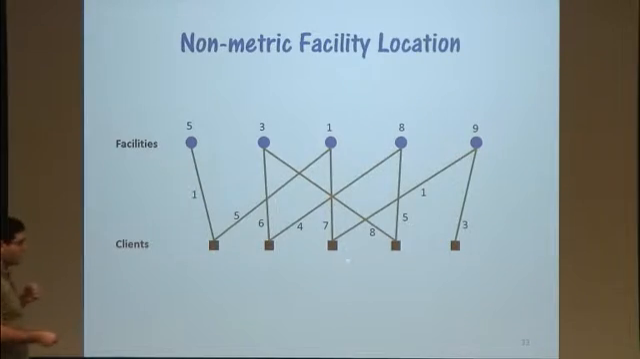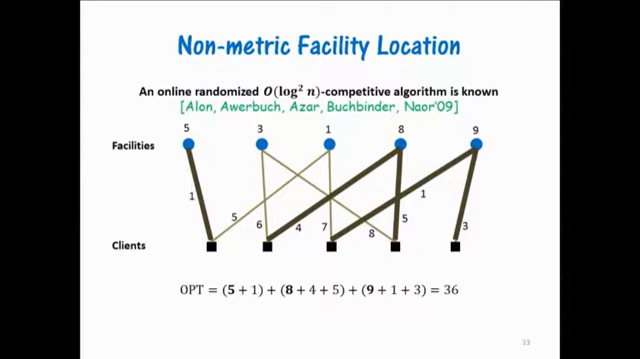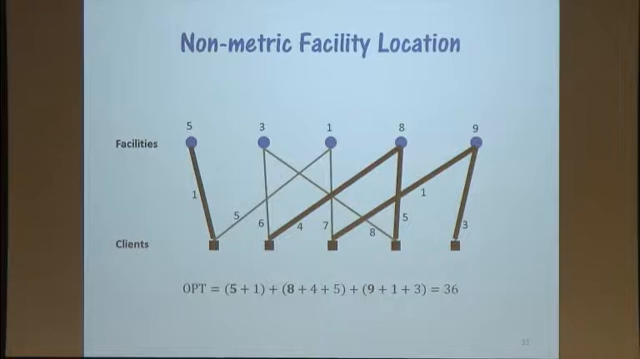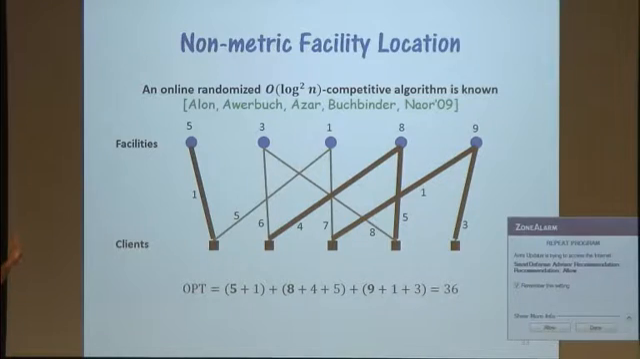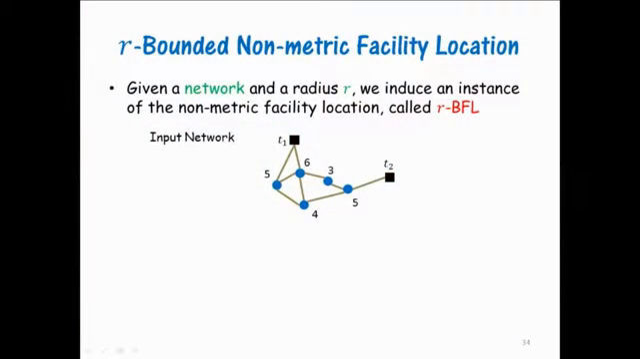Some of the clients are active, which essentially means that you need to connect those clients to some open facilities. For example, if you want to connect all the clients in this problem, then the optimum solution would be this: you open facilities here and here, and then buy these edges. The nice thing is that with the general approach of Alon et al., you can get a log squared competitive algorithm in the online variant of this problem. So we'll use this algorithm as a black box.